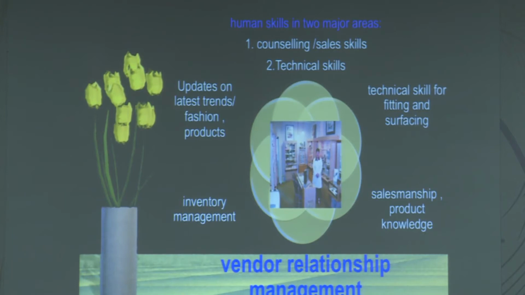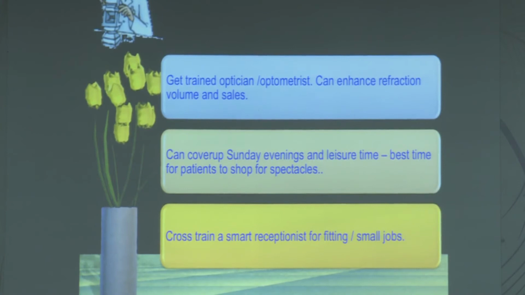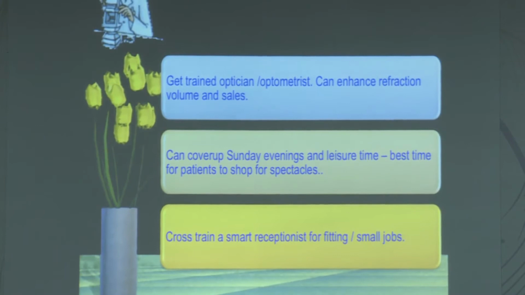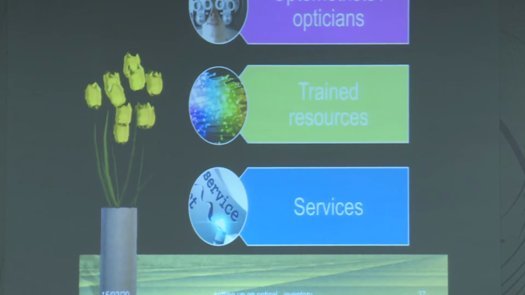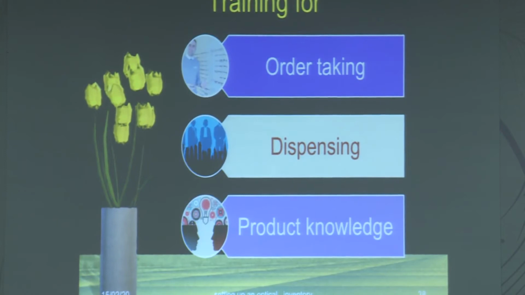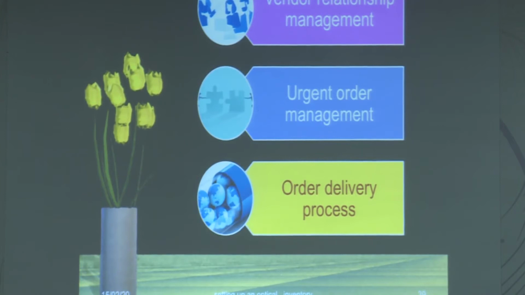Professional staff: getting a trained optician is enough, but always remember these people, once they learn the tricks of the trade, can go and set up shop right adjacent to you. So you have to be really wary about it. Don't give all the secrets. Keep at least 20% secret within you. Optometrists, opticians, trained resources, services are all important. You have to give them training for order taking, dispensing, and product knowledge. Product knowledge training can be given by the vendors, but the counseling part you have to take care of.